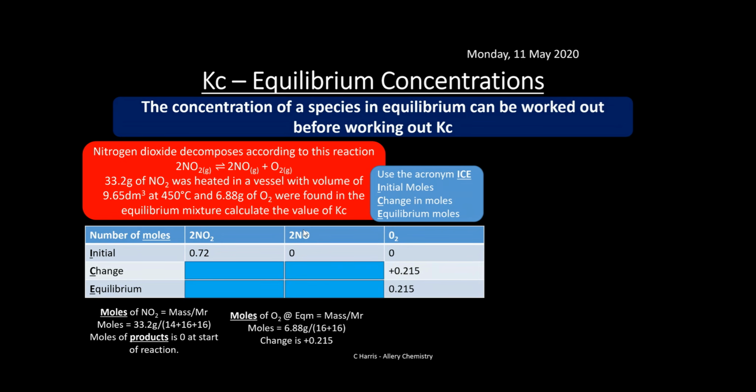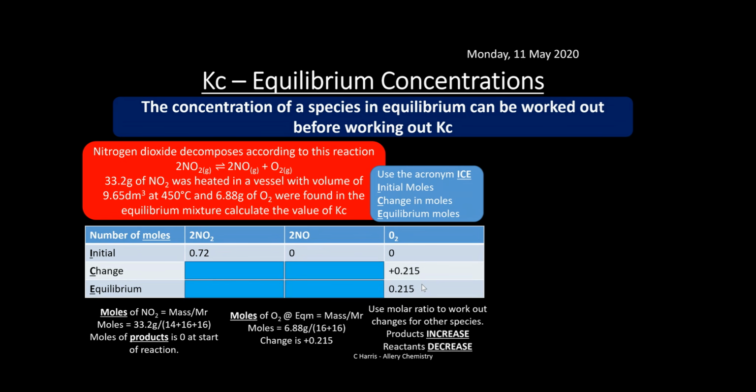Okay, the next thing we need to do is to work out the moles of oxygen at equilibrium. And what we're going to do is mass divided by Mr. So the mass is 6.88 grams because we've been told that we produce 6.88 grams of oxygen, and we divide that by 16 plus 16 because it's O2, and then we get our change. So this is how much it's changing by, plus 0.215. That's how much we've produced in moles. So therefore, at equilibrium, we should have 0.215 moles.